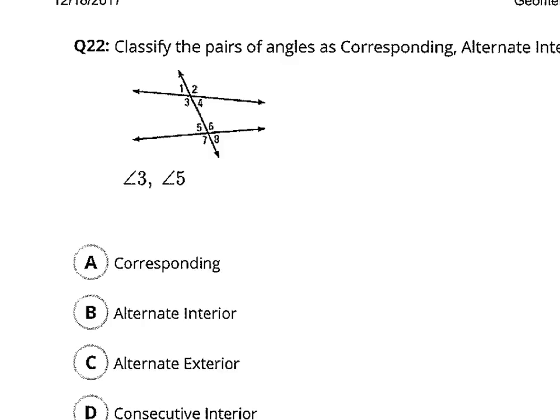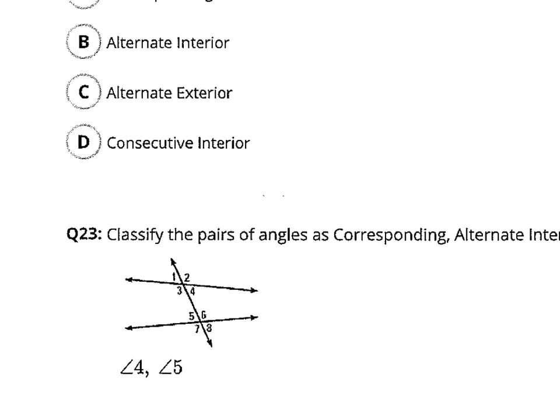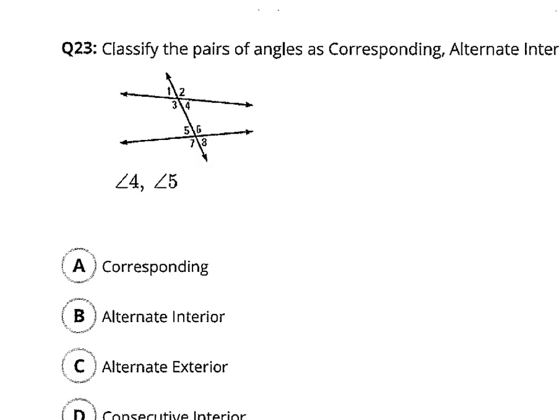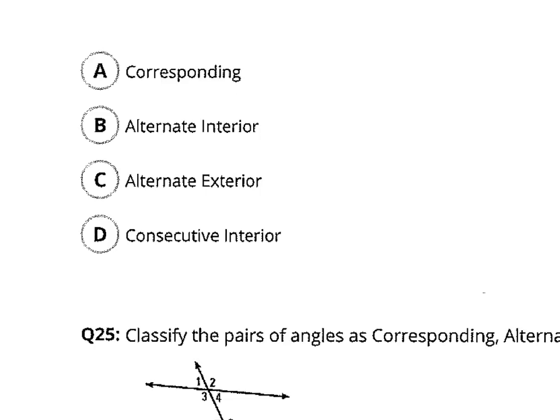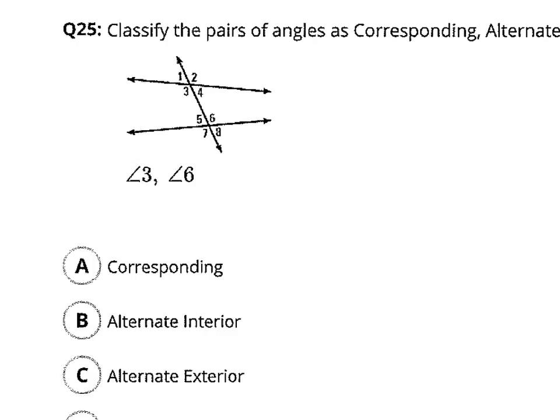Same thing here for number 22. Our angles are 3 and 5. What kind of angles are those? And on this one, 4 and 5. What kind of angles are those? One on each side, both on the inside. Sticking with this same concept, same directions: corresponding, alternate interior, alternate exterior, or same side interior or consecutive interior. We're looking at angles 3 and 7. Which of those is that? And number 25, 3 and 6.